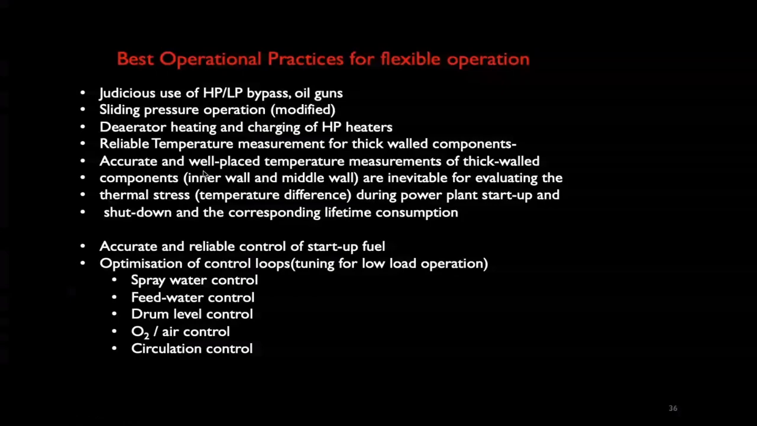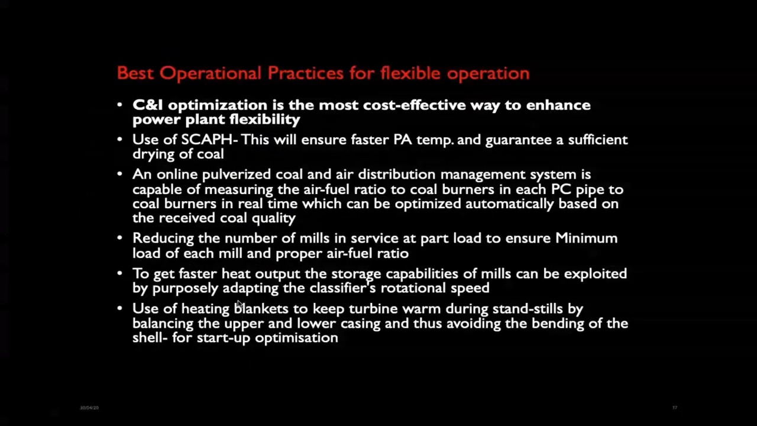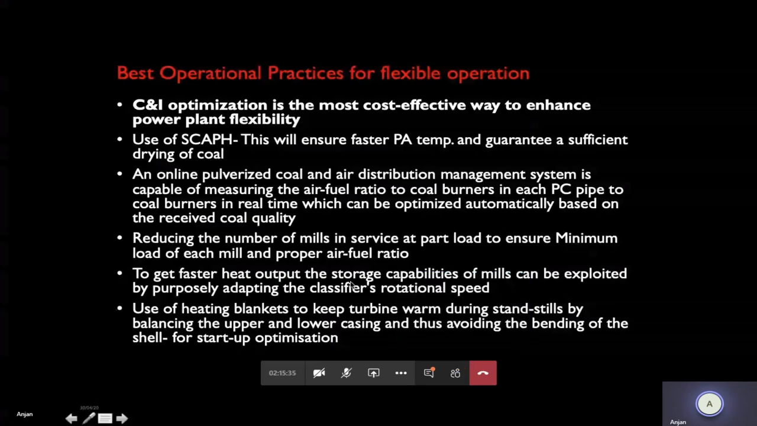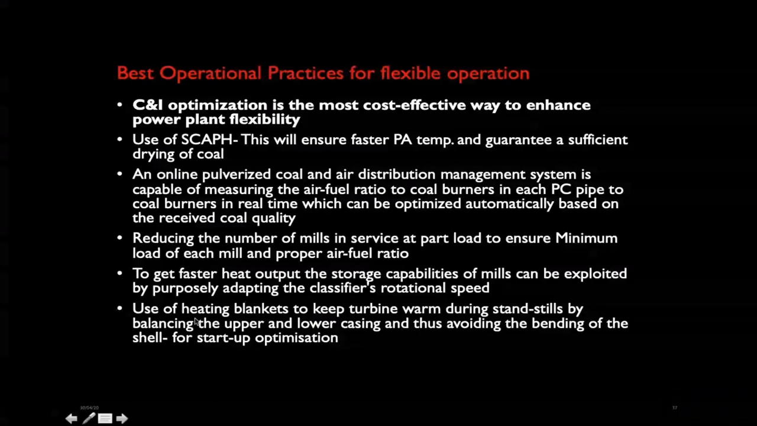These things I have mentioned. C&I optimization. You must not take this thing for granted, because without C&I optimization, you won't be able to achieve any flexibilization. Other things are repeated here. I'll mention heating blankets in the turbine. Even in a stopped condition, you can keep it heated up, so you'll have faster startups and lesser damage. This can be done only during overhauling, because you need to remove your insulation.